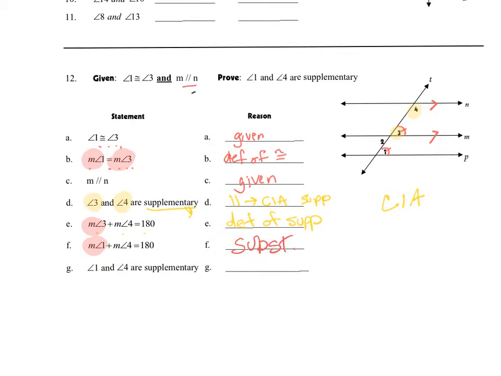And if we look now, by angle 1 and angle 4, if we know that the measures of those two things are equal to 180, that is our definition of supplementary. And now we are able to say that those two angles, angle 1 and angle 4, are supplementary because up there we were able to get, by substitution, replacing the angle 3 with the angle 1, that the measures there were equal to 180, and that's our definition of supplementary.